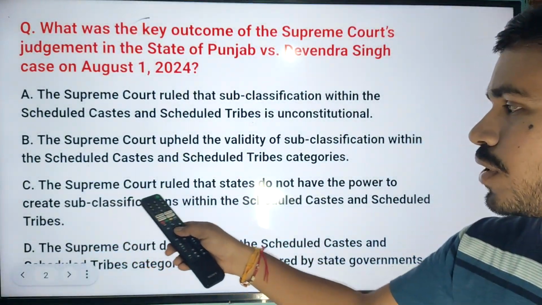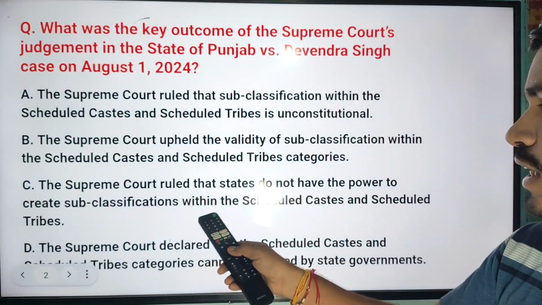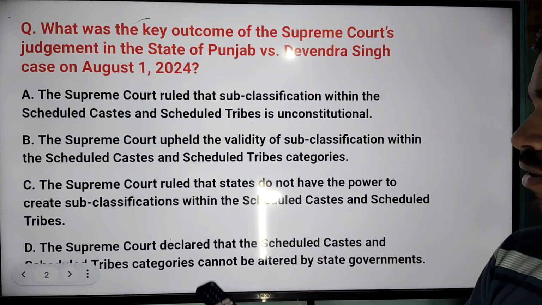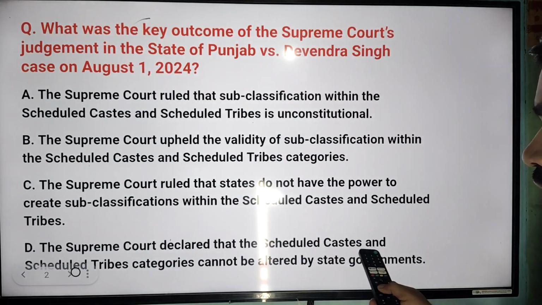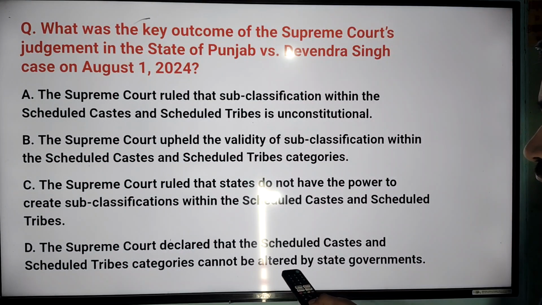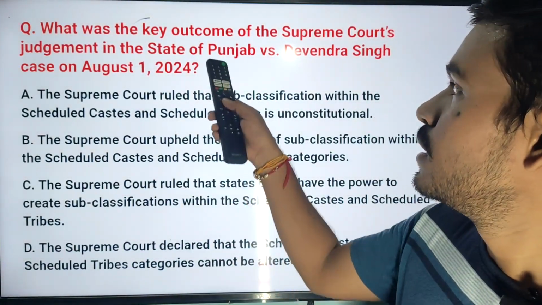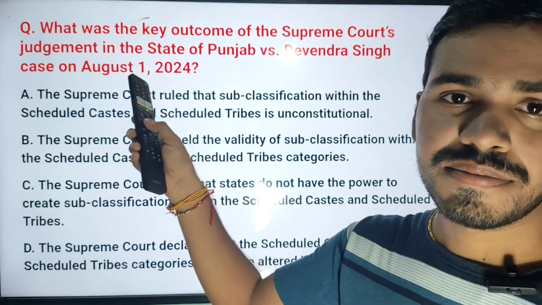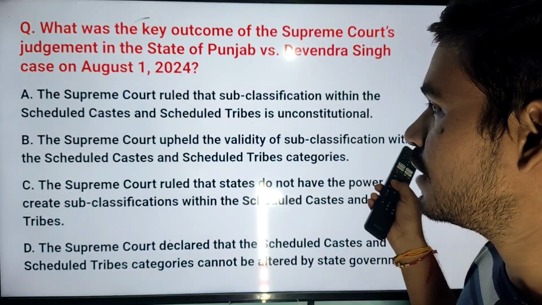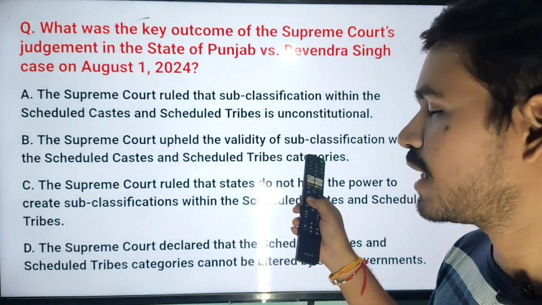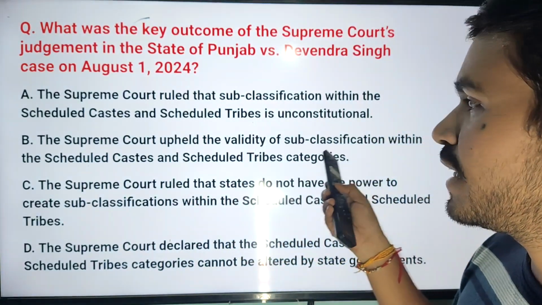Option C, the Supreme Court ruled that the states do not have the power to create subclassifications within the scheduled castes and scheduled tribes. Option D, the Supreme Court declared that the scheduled castes and scheduled tribes categories cannot be altered by state government. So, which is the outcome of the State of Punjab versus Devendra Singh case? The answer is that the Supreme Court upheld the validity of subclassification within the scheduled castes and scheduled tribes categories. So, the Supreme Court approved dividing the SC and ST categories.